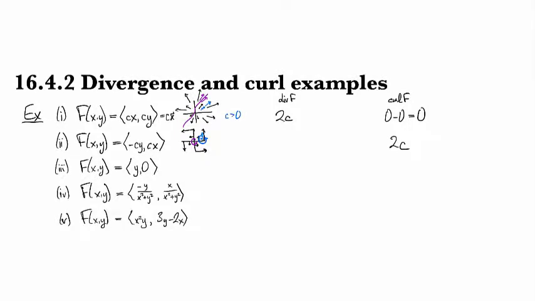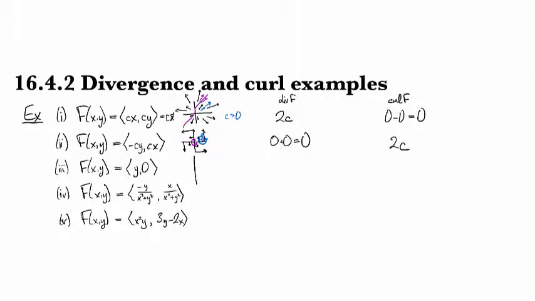If we look at the divergence, let's go back and compute the divergence. We need the partial of this one with respect to x, which is 0, plus the partial of this one with respect to y, which is 0. And so then we have 0 plus 0 is 0. So that one has divergence of 0. Let's look at this one.